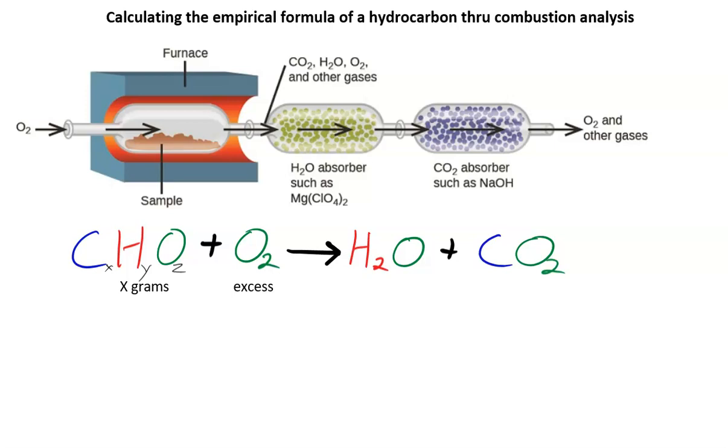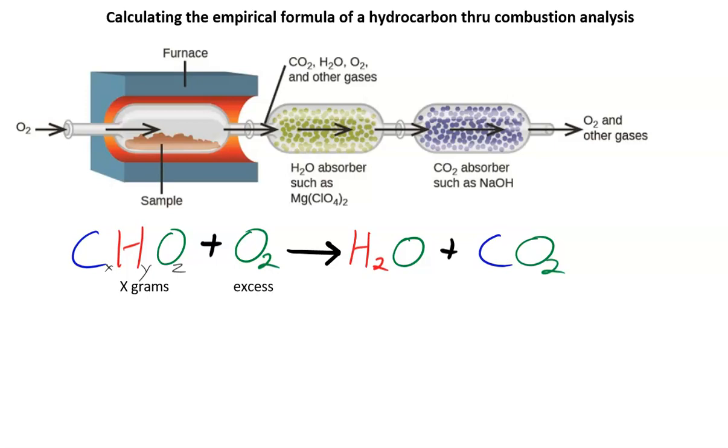Today we're going to figure out how to get an empirical formula of a hydrocarbon. This would be CH, CHO, CHN, and anything else, through a combustion analysis. In other words, we're going to burn stuff to figure out our answer. To get an empirical formula, we have 4 steps.